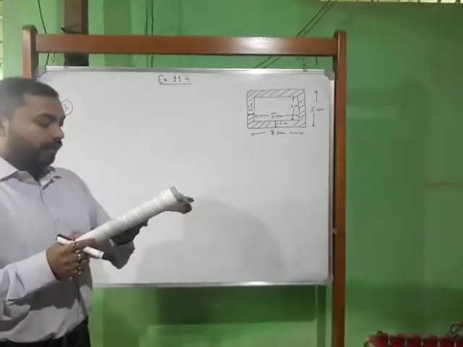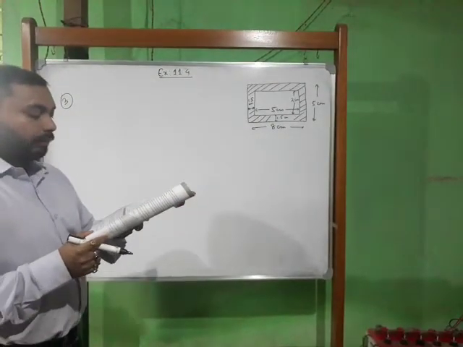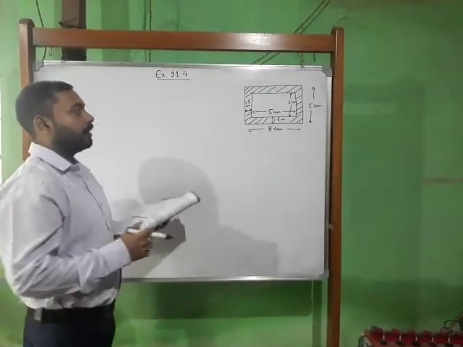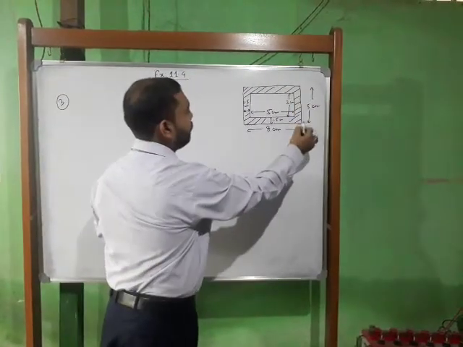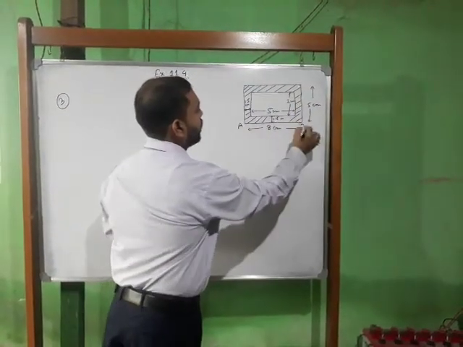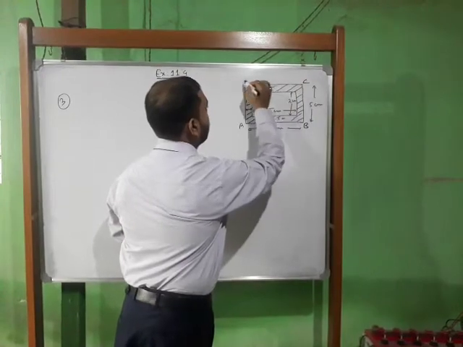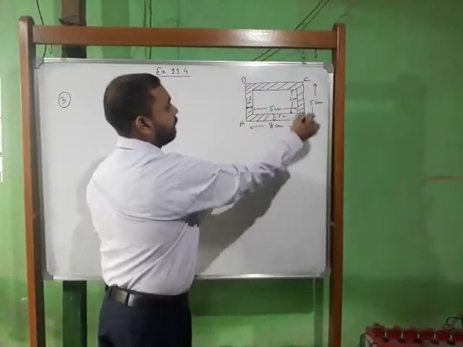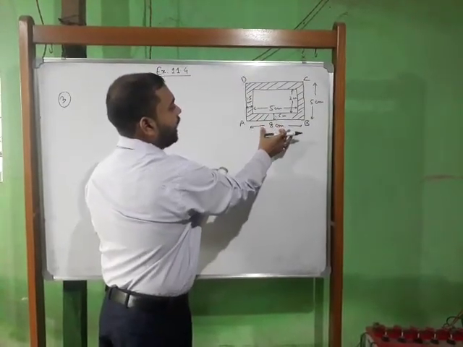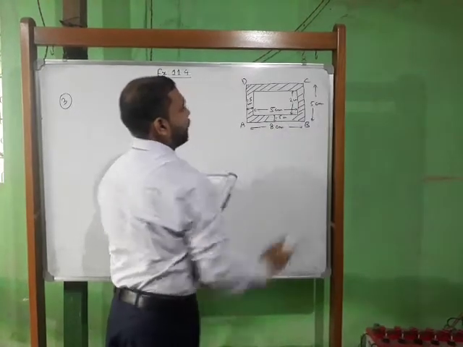A picture is painted on a cardboard 8 centimeter long and 5 centimeter wide. So this is a cardboard. Okay, let us give the name. This is A, B, C, D. So ABCD is a cardboard which is rectangular in shape. Length is 8 centimeter and the breadth is 5 centimeter.